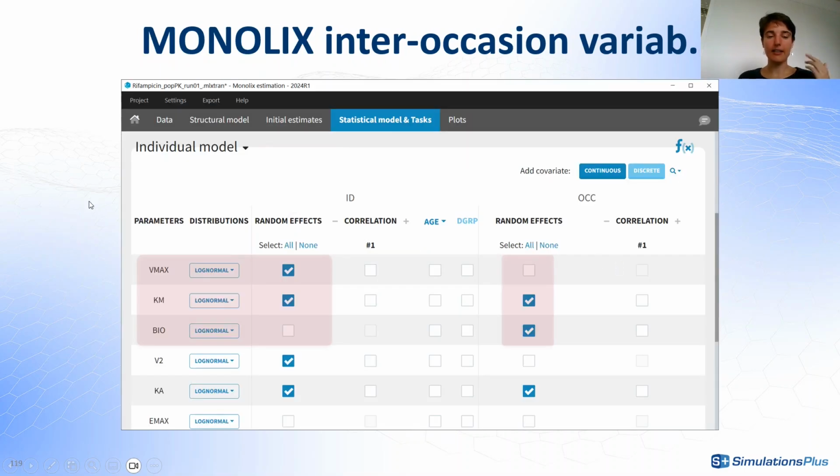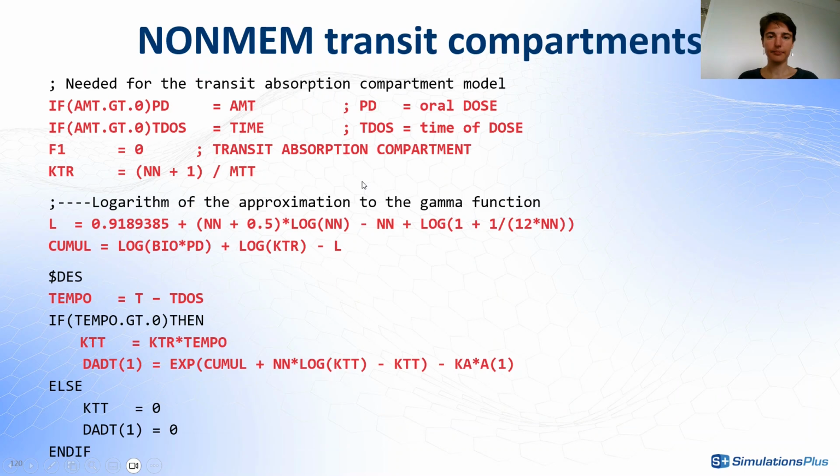And this again is much simpler in Monolix, because once you tag your occasion column in the dataset, you're going to see it appear in the graphical user interface. And then you can just tick the box to decide if you want inter-occasion variability or not. So here Vmax has only IIV, Km both, and the bioavailability only inter-occasion variability. And that's it. This means that you can have many occasions over time, and it's still very easy to implement.